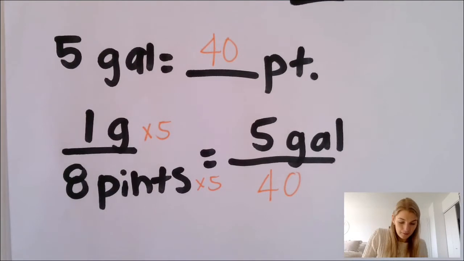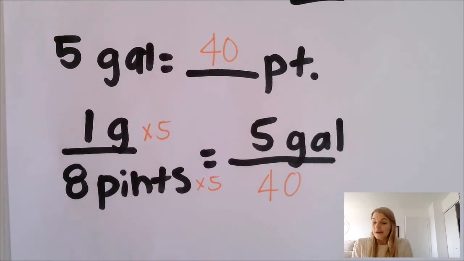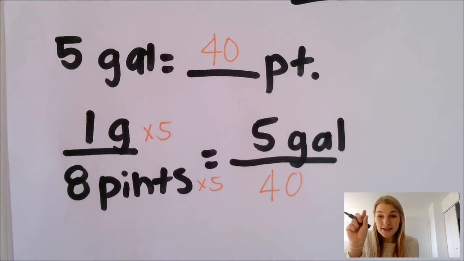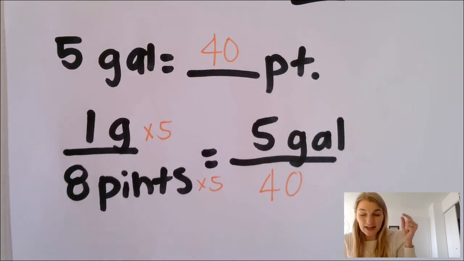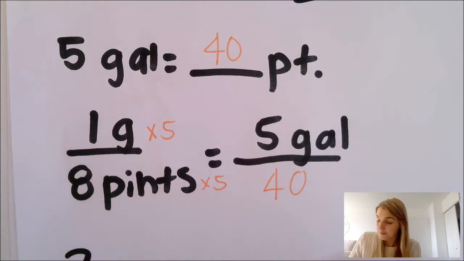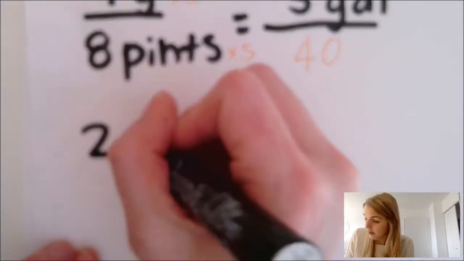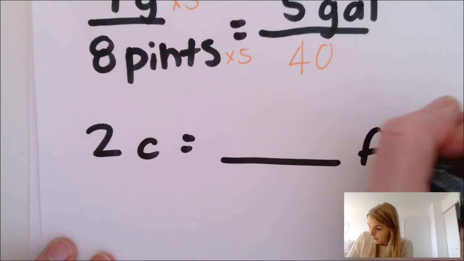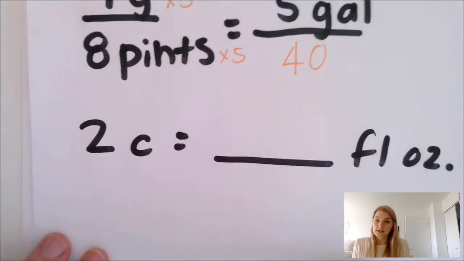Let's try one more. Now, the gallon man does not show fluid ounces, but fluid ounces, as we talked about, is a very, very tiny amount. We said it's like the amount of nail polish. So let's say I have the problem, 2 cups is equal to blank fluid ounces.